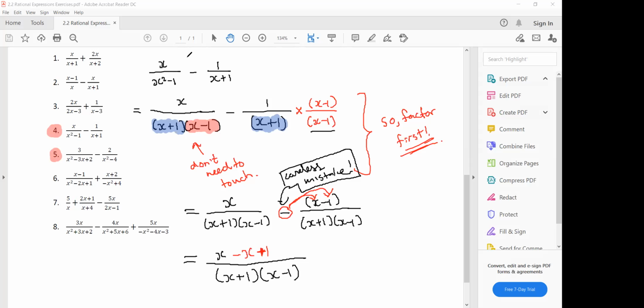Long story short, the final answer to this is positive 1 over x plus 1, x minus 1, and the restrictions, x cannot be -1 or +1. Any questions?